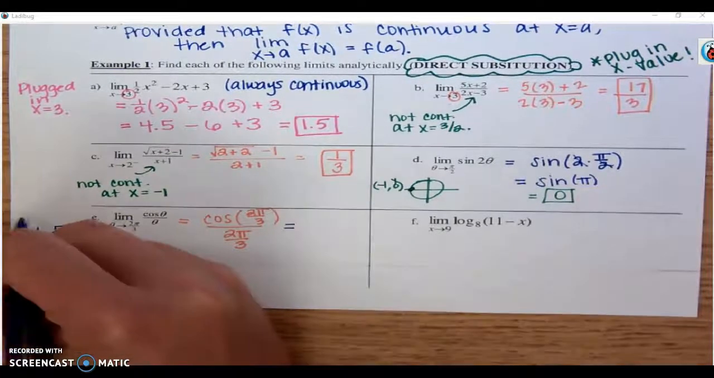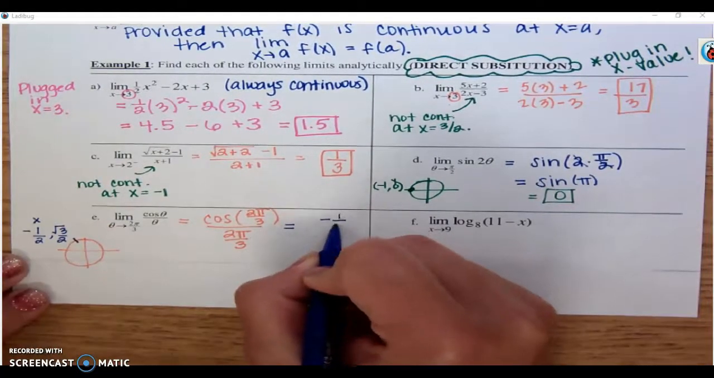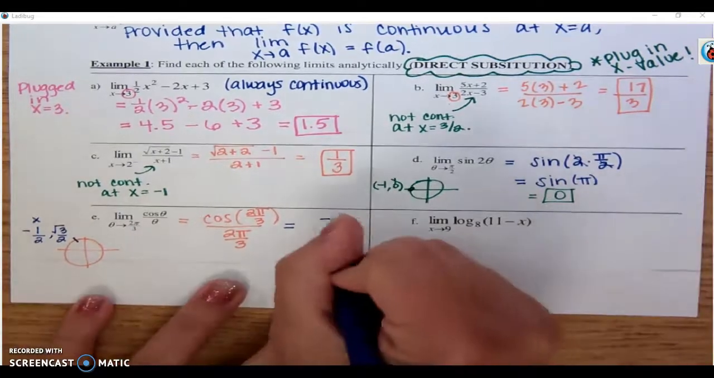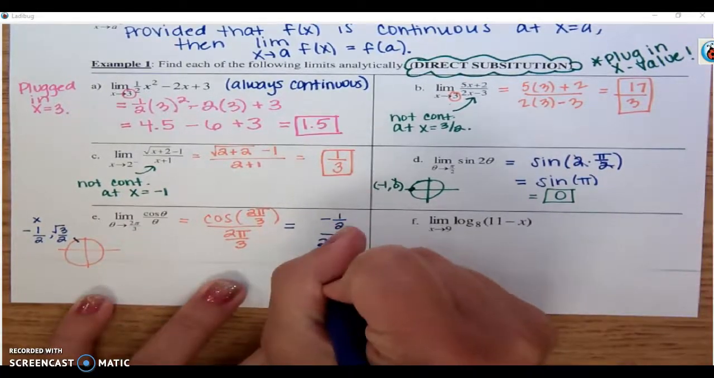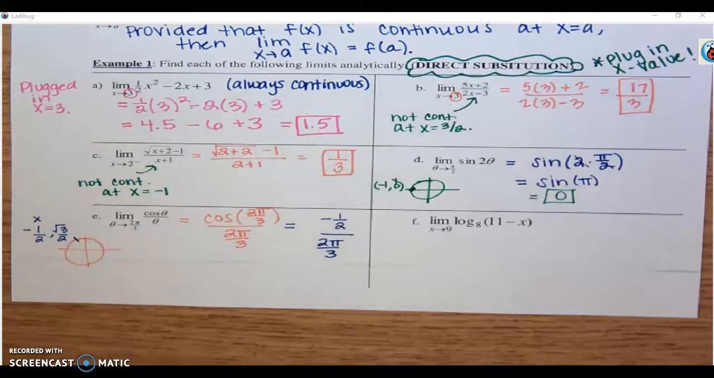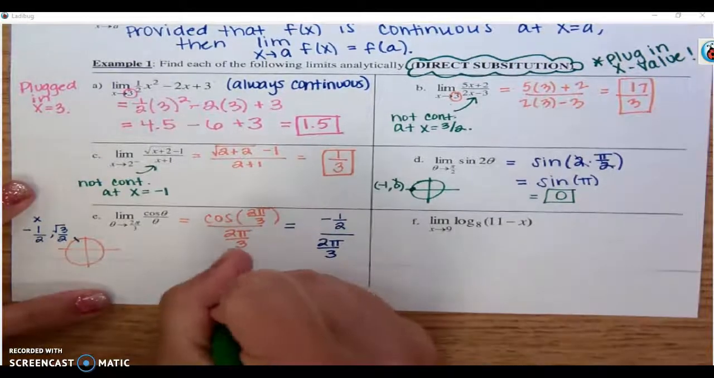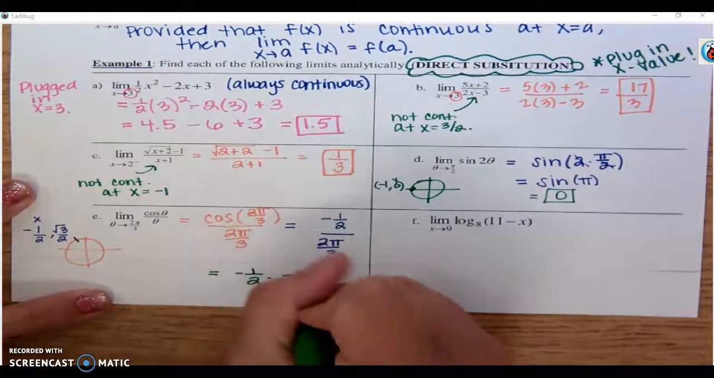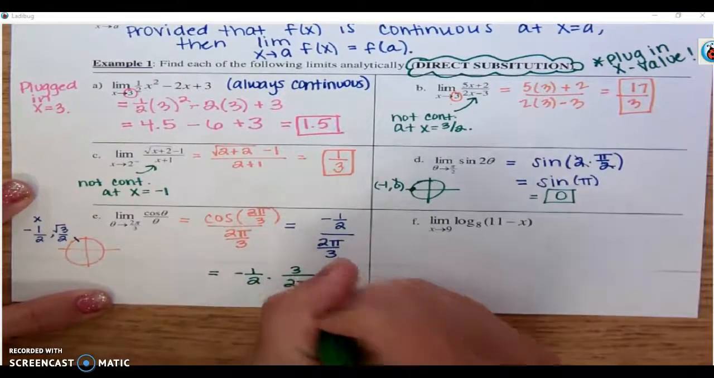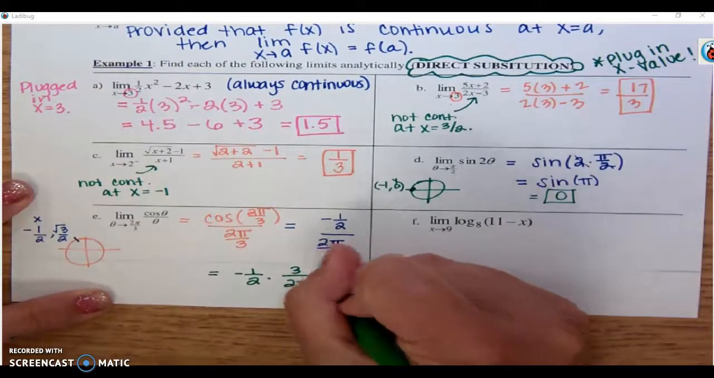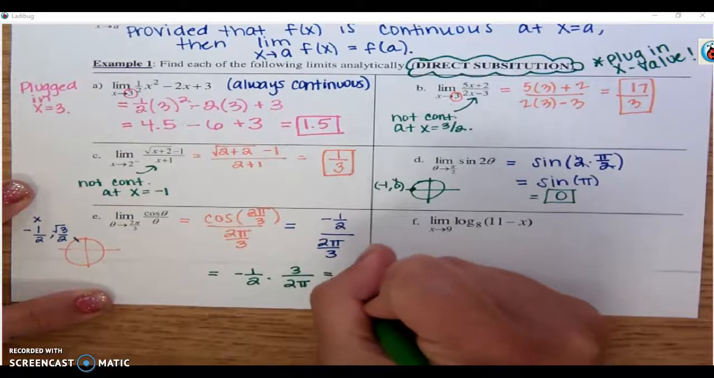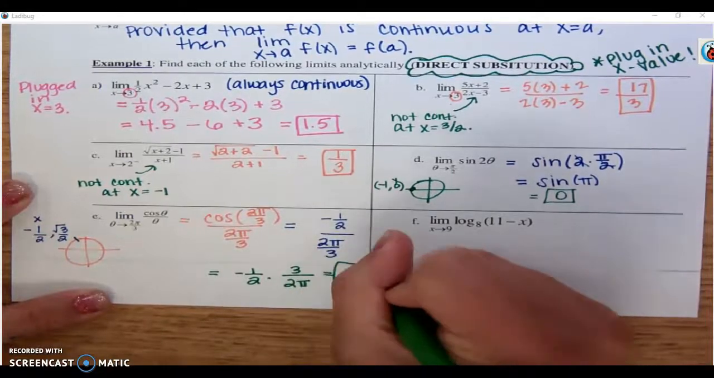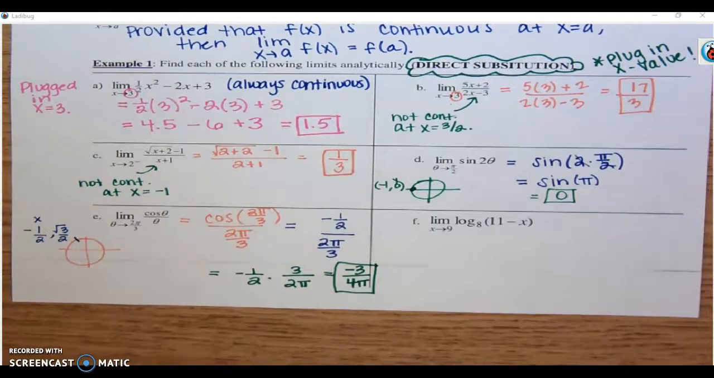Okay, so cosine is your x value, so it's going to be -1/2 in the numerator over 2 pi over 3. And then because we have a fraction over a fraction, we're going to do same change flip. Nothing cancels here, so we'll have -3 in the numerator over 4 pi. Looks a little strange, but it's perfectly fine to leave your answer like that.